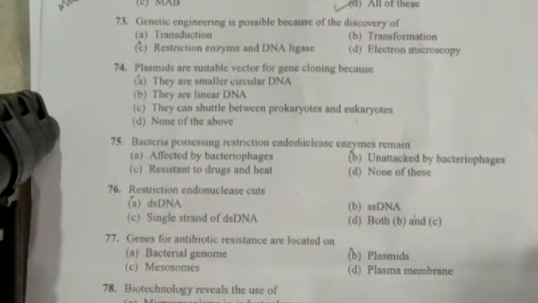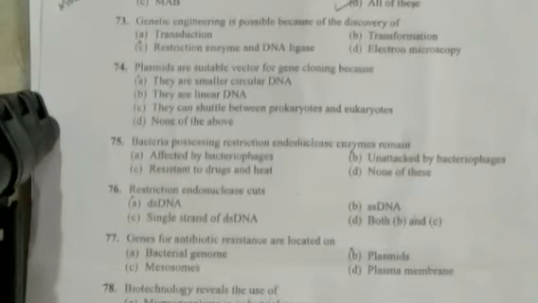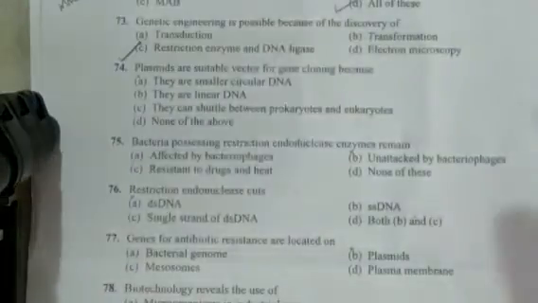Genetic engineering is possible because of discovery of what? He is asking. A, transduction, no, that occurs in between. Transformation, fine. C, restriction enzymes and DNA ligase. I have told you in the introduction class, genetic engineering was possible only because of the invention of enzymes like restriction enzymes, ligases and polymerase during the 1970s. So thereby a new branch of science arises, that is nothing but biotechnology. So here option C is the correct answer.